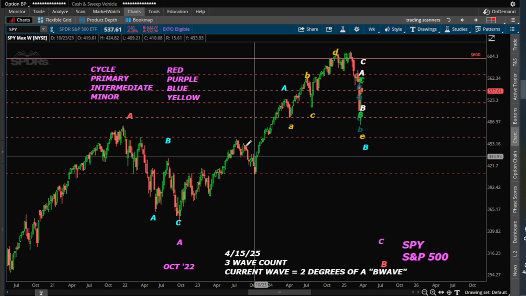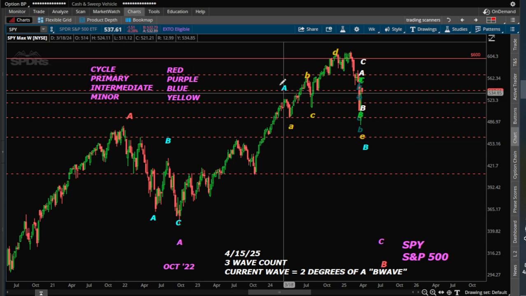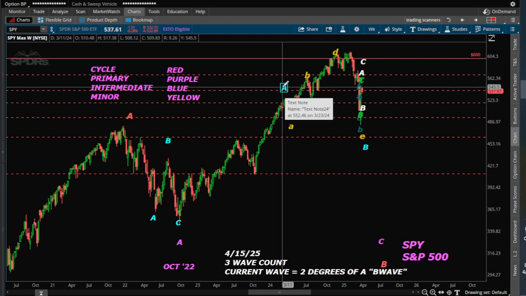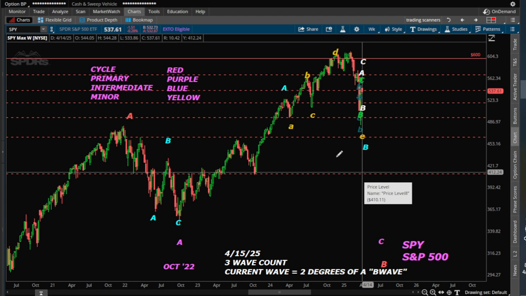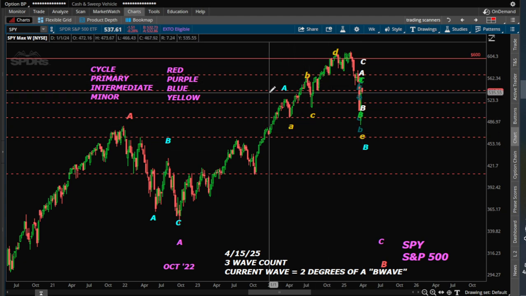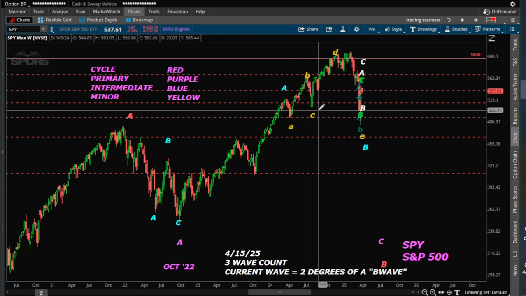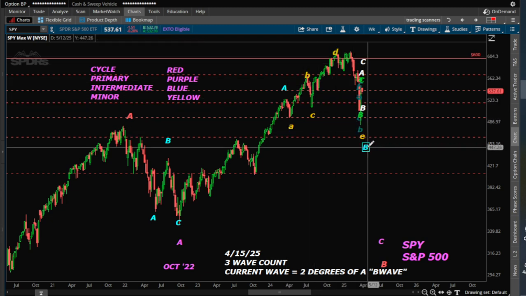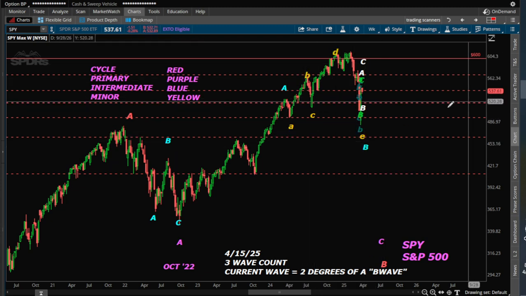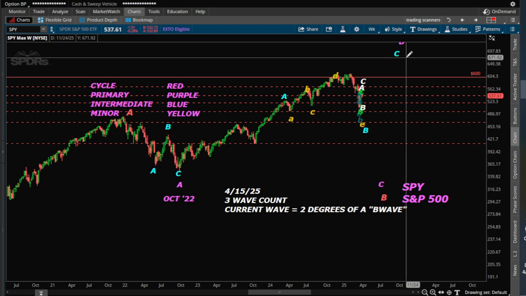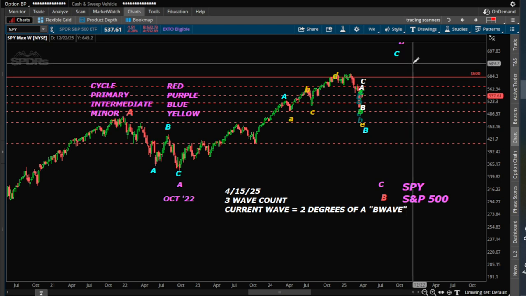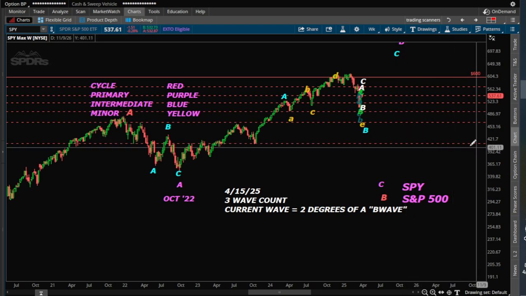In a minor degree, I don't have it labeled, but it'd be 1, 2, 3 for an A. And now this B move is not a 3-wave move, it is a triangle move. So it would be an A, B, C, D, E. This would complete B, and then we should be heading higher to complete C. Okay, that is my first scenario count.